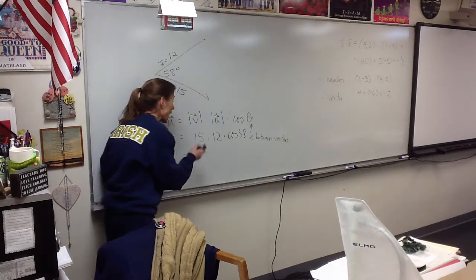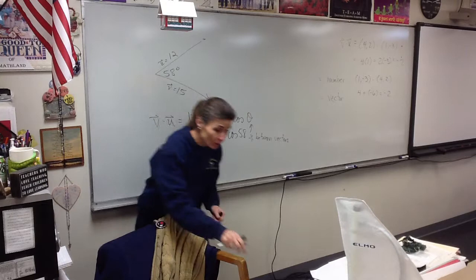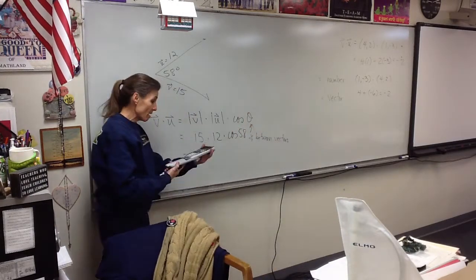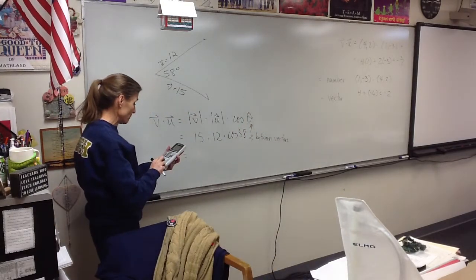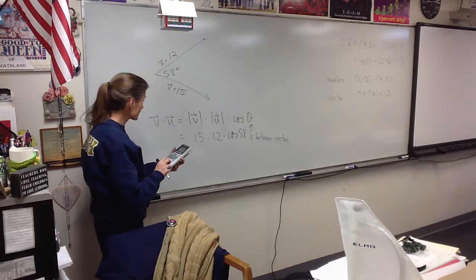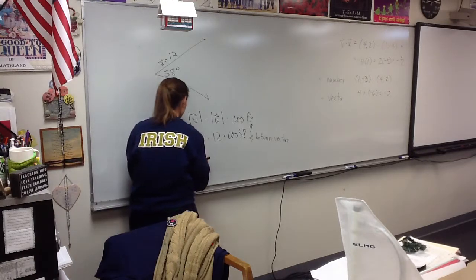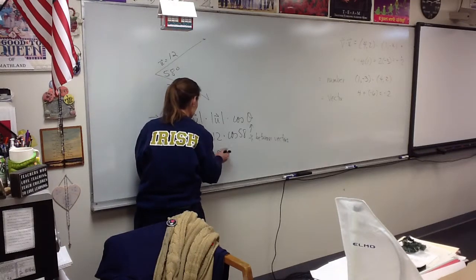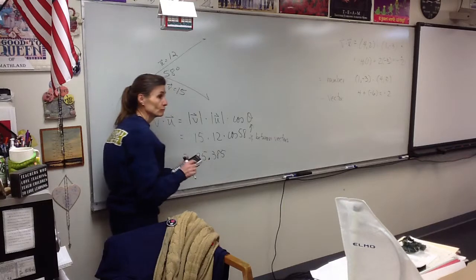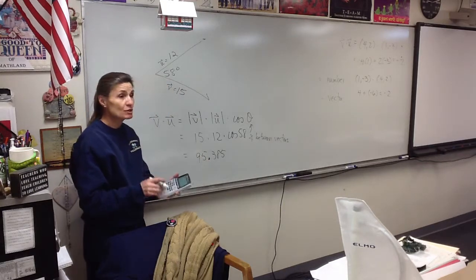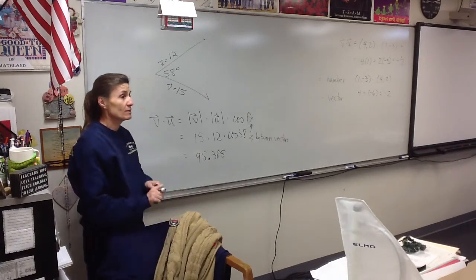Now remember, the dot product is always a number. You're just going to get a number. Now it's going to be a decimal, not a whole number this time, but that doesn't matter. I got 95.385. There's no unit on that. That's just the dot product of these 2 vectors.